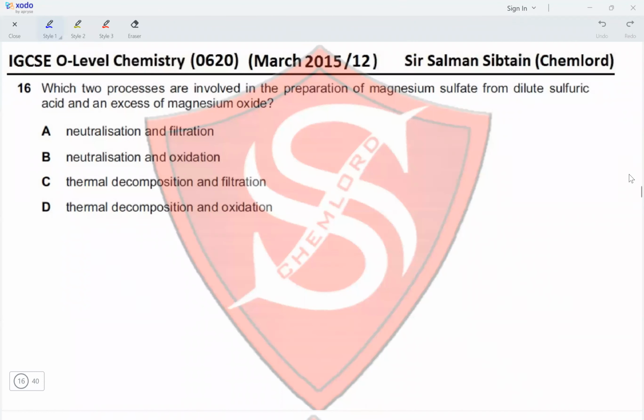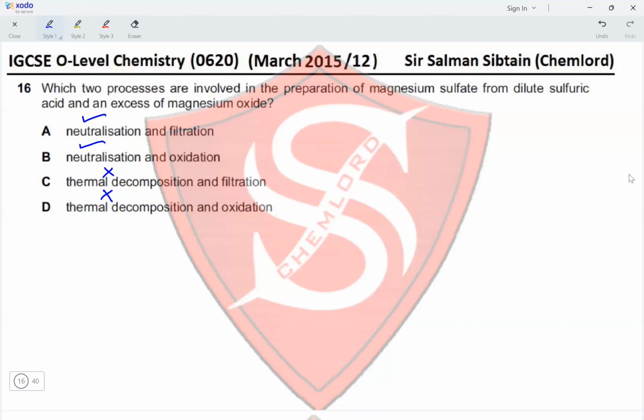Question 16. Which two processes are involved in the preparation of magnesium sulfate from dilute sulfuric acid and an excess of magnesium oxide? Okay. So magnesium oxide plus sulfuric acid is a reaction between a base and an acid. So it is a neutralization reaction. So neutralization is correct. It is not a thermal decomposition. So this eliminates options C and D.